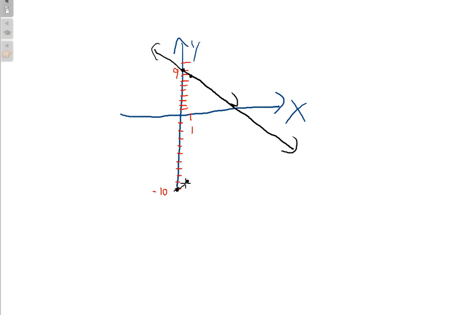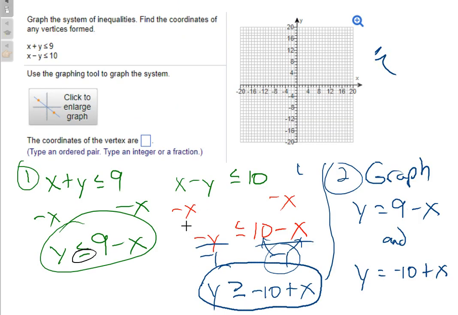Excuse me, a little bit further. And so it's going to look like this. Right. And it's going to be a solid line also because we have the equals to right here. So we make it a solid line as well.